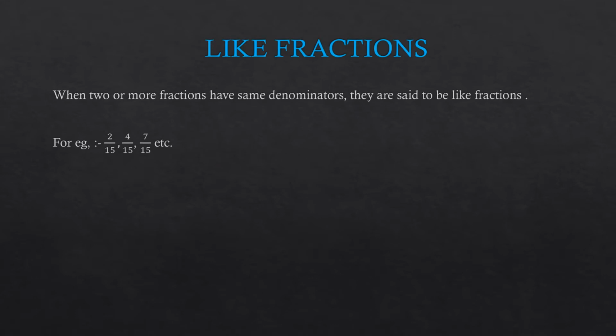First, we are having like fractions. So what are like fractions? Like fractions are those when two or more fractions have same denominators, they are said to be like fractions. It means when you are given a pair of fractions or a group of some fractions and they are having same denominators, they are said to be like fractions. Here you can see in the example 2 upon 15, 4 upon 15, 7 upon 15. All the fractions have same denominators, hence these types of fractions are known as like fractions. Okay, so let's proceed.